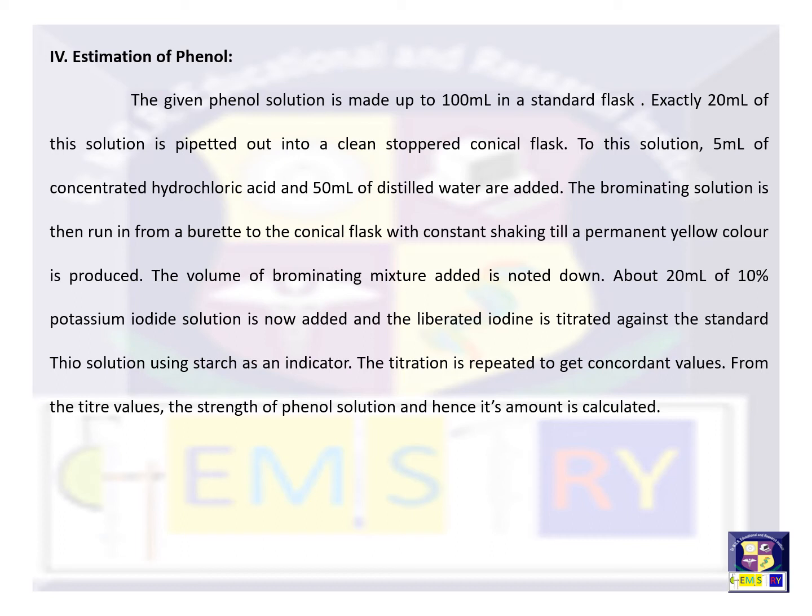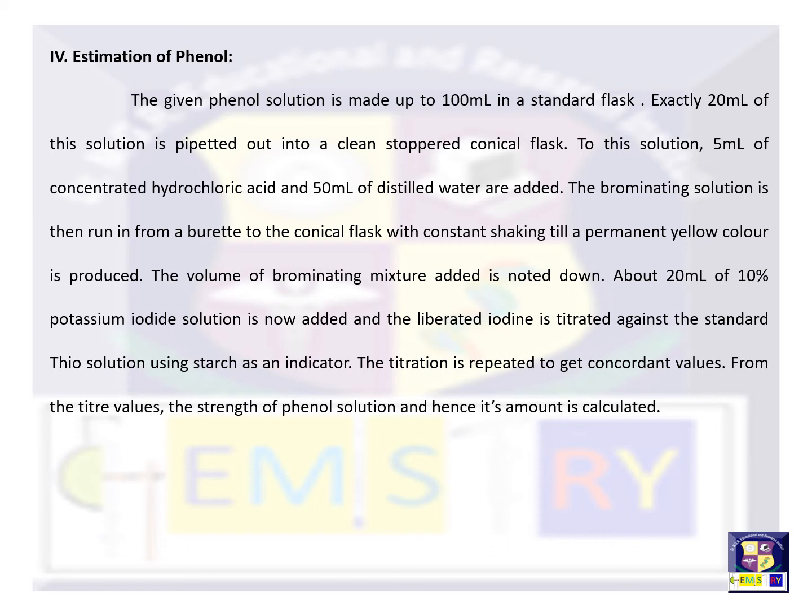Then about 20 ml of 10% potassium iodide solution is added, and the liberated iodine is titrated against the standard thiosulfate solution using starch as an indicator. The titration is repeated to get concordant values, and from the titer values the strength of the phenol solution and hence its amount is calculated.